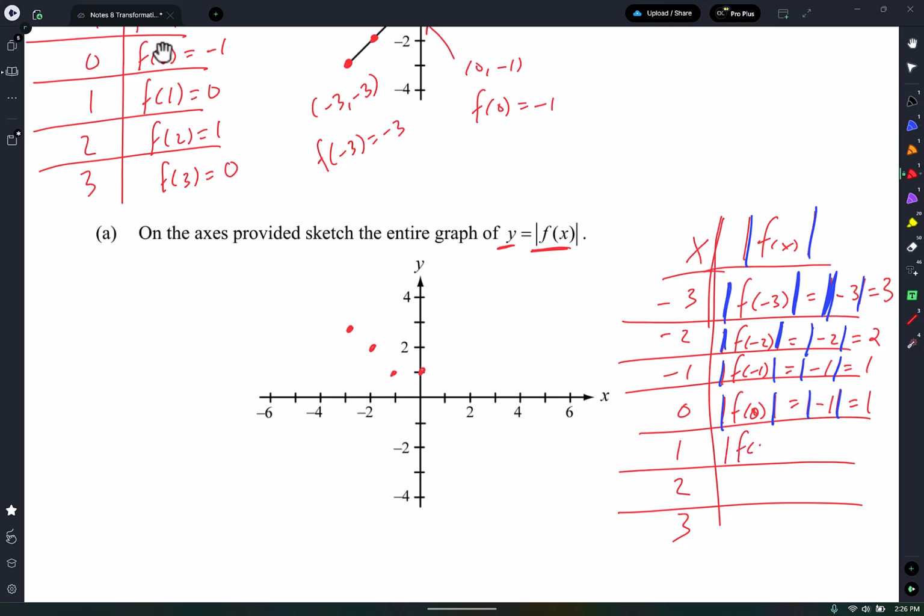Absolute value of f of 1. Well, f of 1 was 0, so that just stays at 0. This is absolute value of f of 2. Well, it was already positive anyway, absolute value of 1 just stays as 1. And then the absolute value of f of 3, which I believe was 0, so just 0. So just plot those points, 0, 1, 1, 0, 2, 1, 3, 0, and then connect them.